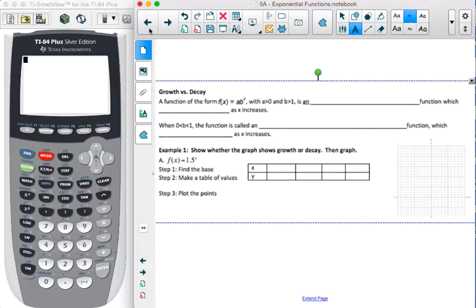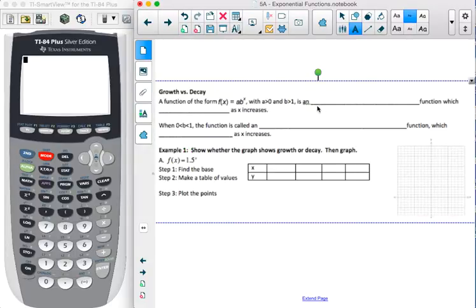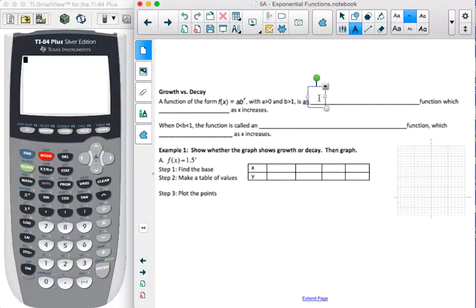All right, so this graph that we just looked at is a specific kind of graph. It's called a growth graph, and the reason why it's a growth graph is because as we go to the right, as x gets bigger, our function is increasing. So a function of this form, a times b to the x, is going to be an exponential growth function, as long as that b value, that base of that exponent, is bigger than 1, and it increases as x increases.